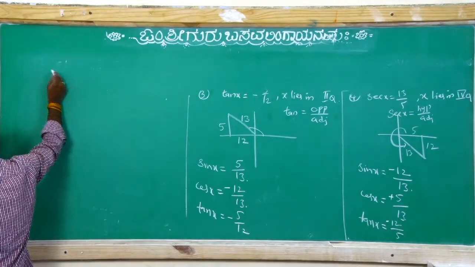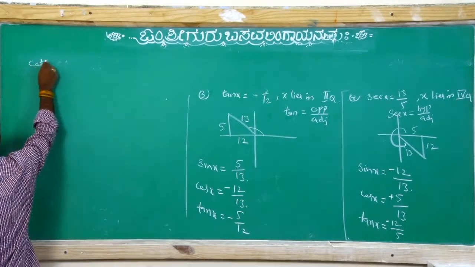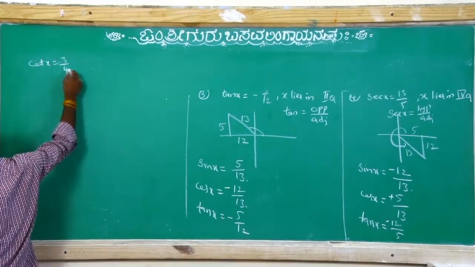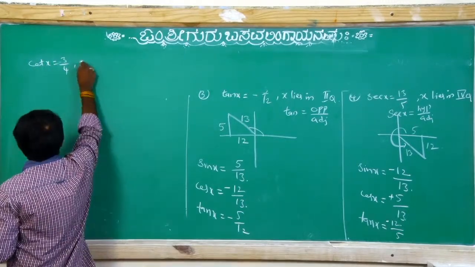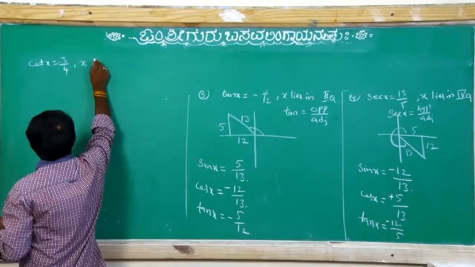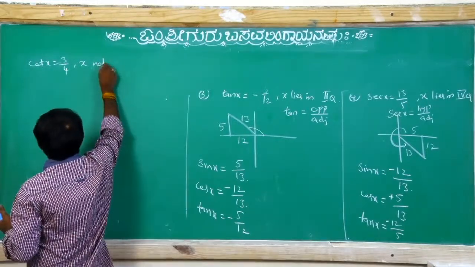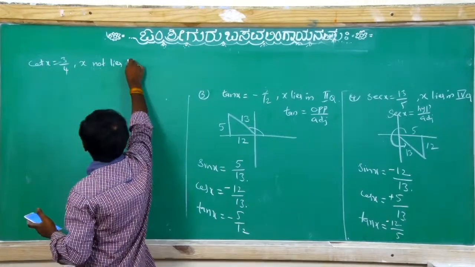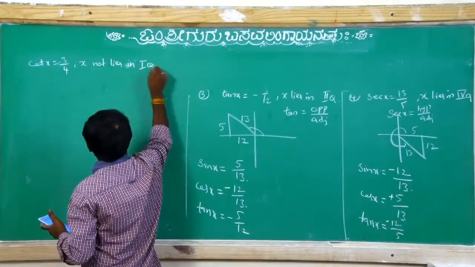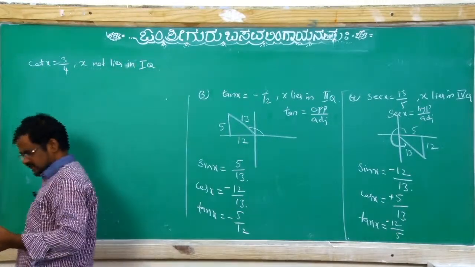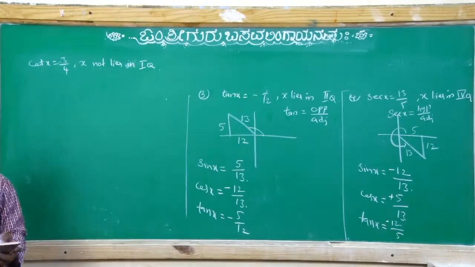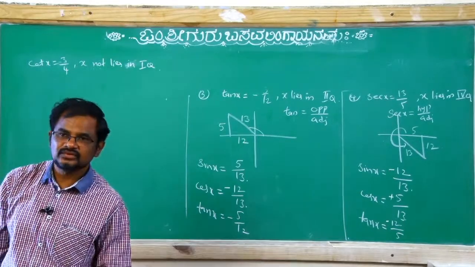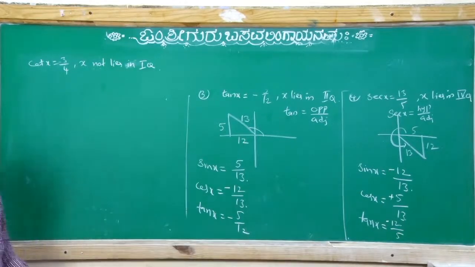Suppose they give like this, cot x equal to 3 by 4, x does not lie in the first quadrant. So how to do? Cot x equal to 3 by 4, x does not lie in the first quadrant.